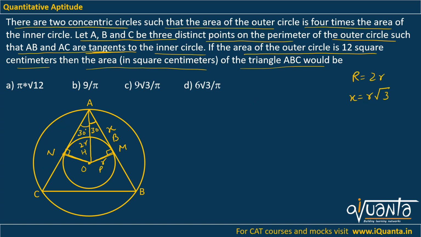Okay, in a similar manner, I can join O and C as well. So again, this will be r, this will be 2r. Hence I can say that this angle will also be equal to 30 degrees. Then I can join OB as well. This is r, this is 2r, so this angle will also be equal to 30 degrees.